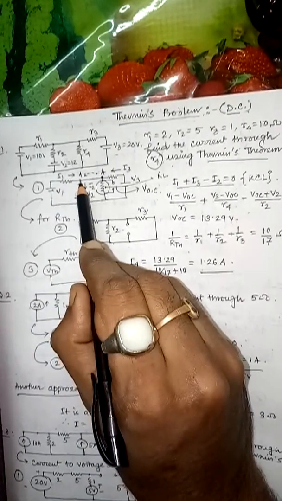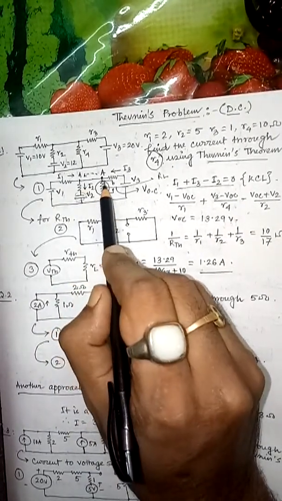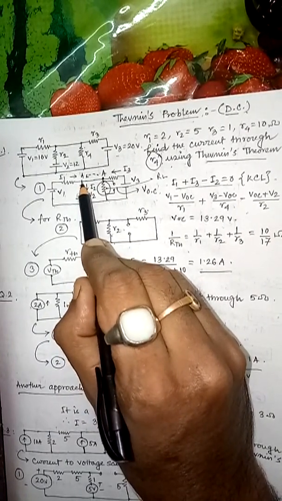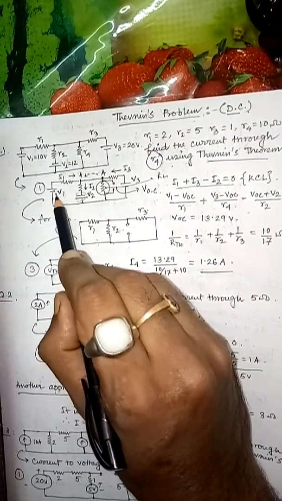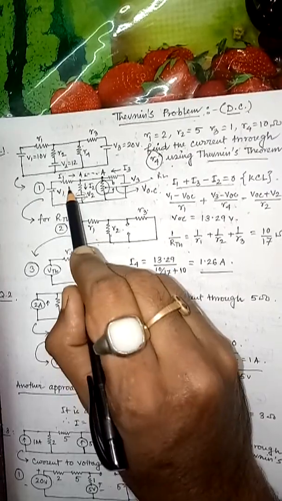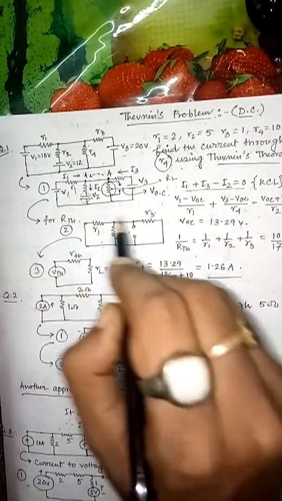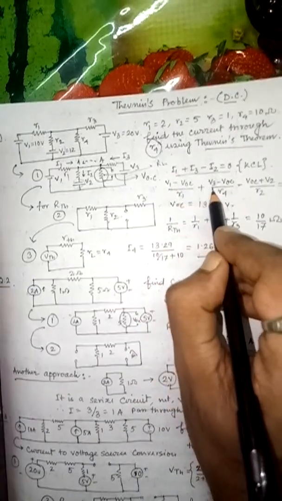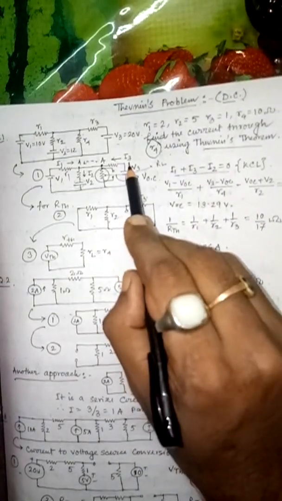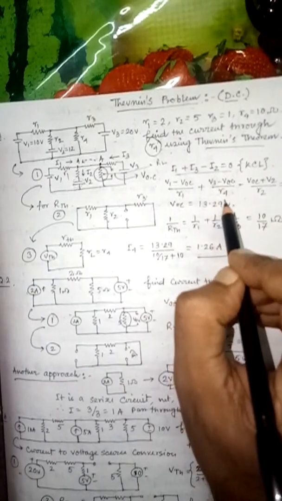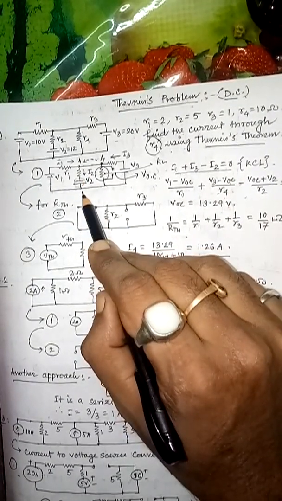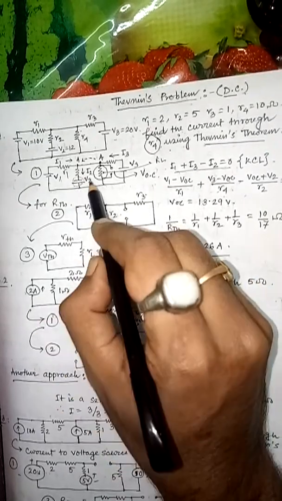Now what is I1? That is V1 minus VOC, because it is open, so it is the open circuit voltage, and it is shorted. So that point will be labeled as VOC. So V1 minus VOC by R1, this is I1. Again you can write V3 minus VOC by R4, this is I3, and I2 means this one, VOC by 0, or it is written as V2.